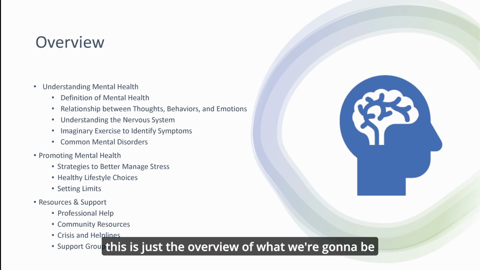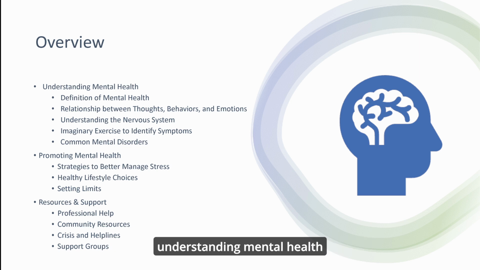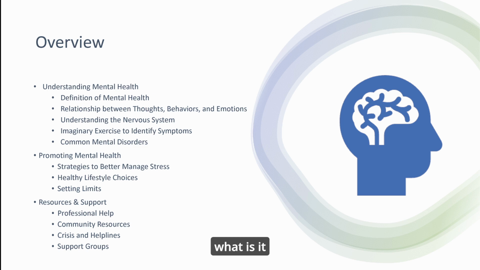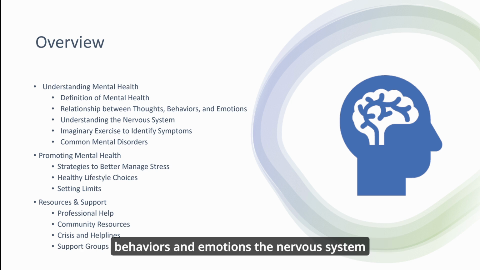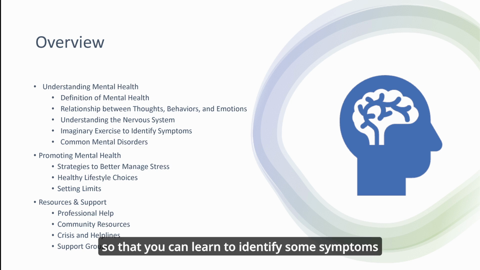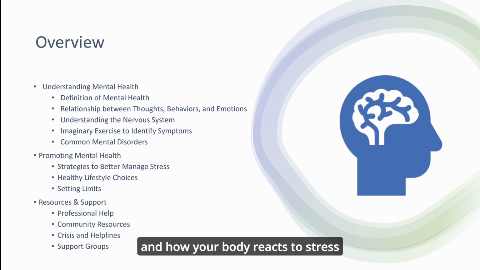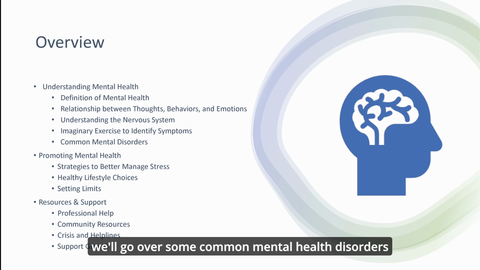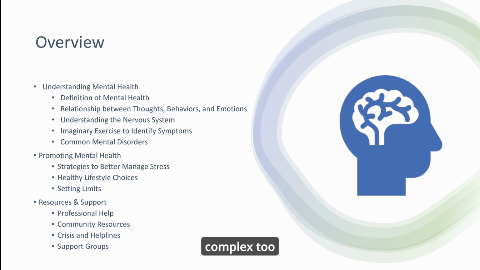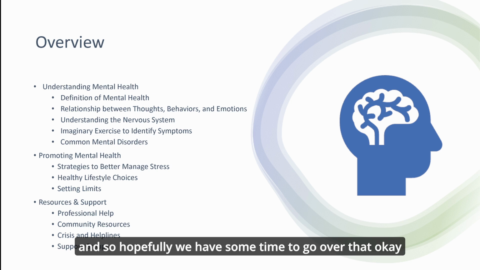So this is just the overview of what we're going to be going over. Understanding mental health. What is psychology? We use that word a lot, and do we really know what it is? We want to talk about the relationship between thoughts, behaviors, and emotions, the nervous system. We're going to go through an imaginary exercise so that you can learn to identify some symptoms and how your body reacts to stress. We'll go over some common mental health disorders, and then we'll go into the strategies, some healthy lifestyle choices, setting limits, and then we'll talk about some resources at the end, okay? And if we have time for questions, we may go into it. I know that some of you sent questions, and some of them were very good ones and very complex too. And so hopefully we have some time to go over that, okay?